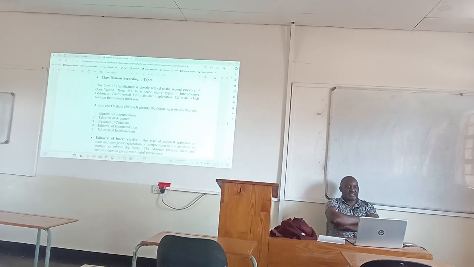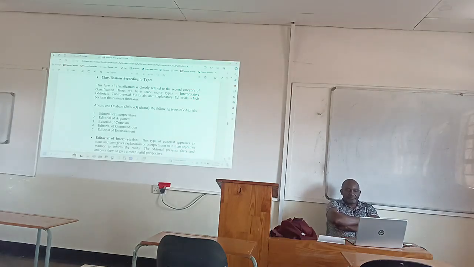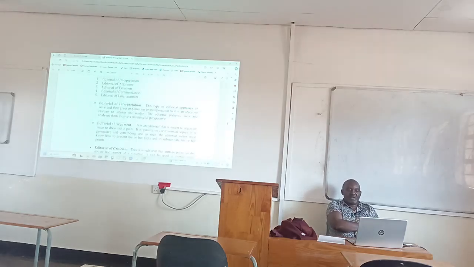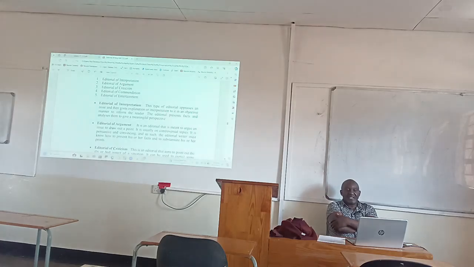Classification by function, there are five of them: interpretation, argument, criticism, commendation, and entertainment. When we say interpretation, this type of editorial appraises an issue and gives information or interpretation of it in an objective manner to inform the reader. The editorial presents facts and analyzes them to give a meaningful perspective.